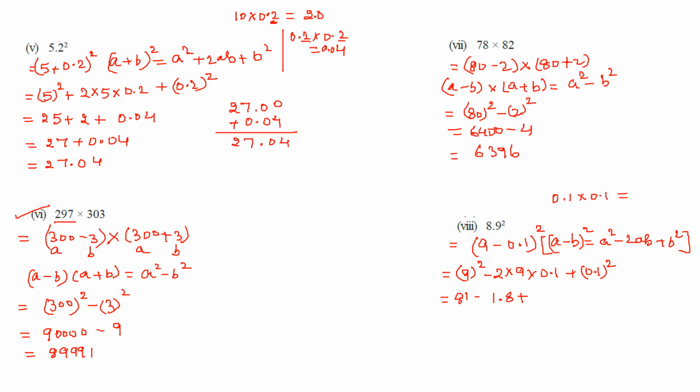So 0.1 into 0.1. Now if you ignore the decimal, 1 into 1 will give me 1. Here 1 decimal place, here also 1. So 1 plus 1, 2. So place the decimal point in such a way that after that it should have 2 digits. So it will be 0.01.